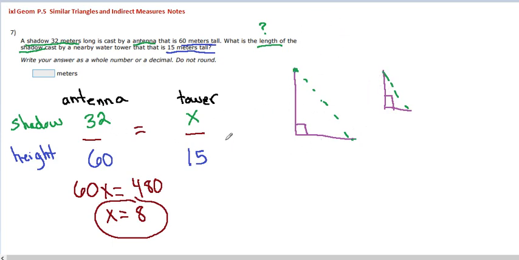And again, you could set up your ratios differently. You could have gone height to shadow. You could have done different things. But anyway, this is what you should have gotten. And that brings us to the end of this section on P5. And that's about all I have to say about that.